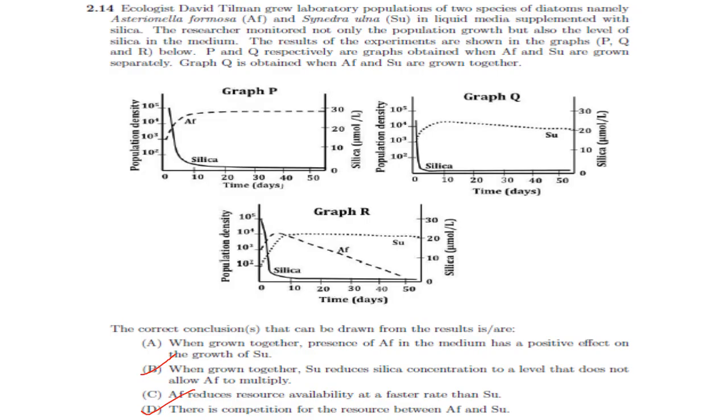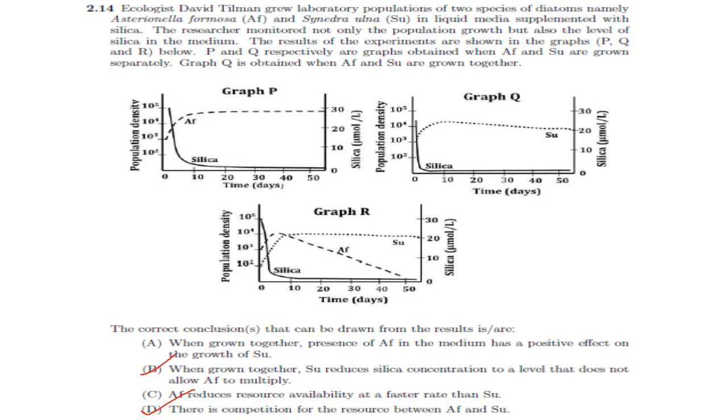Then ecologist David Tilman grew laboratory populations of two species of diatoms, namely Asterionella formosa and Synedra ulna, in liquid media supplemented with silica. The researcher monitored not only the population growth but also the level of silica in the medium. The results of the experiment are shown in the graphs P, Q and R below.